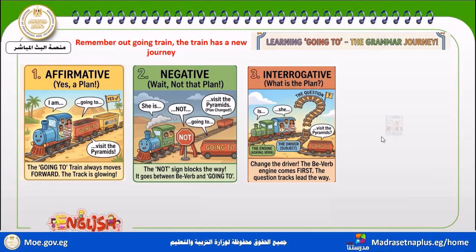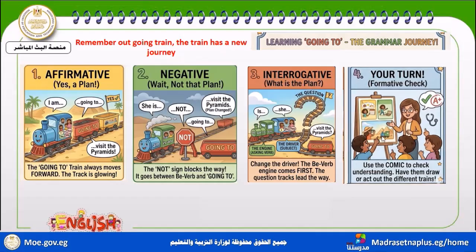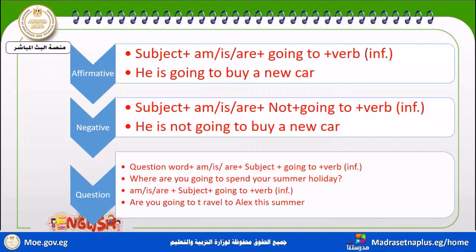So here in the affirmative, we start with the engine, then we use the driver, and after that the track, and finally we have the destination. This is what we were just talking about. So in the affirmative sentence, الجمل المثبتة, we use the subject, am, is, are, going to, plus the infinitive. For example, he is going to buy a new car.